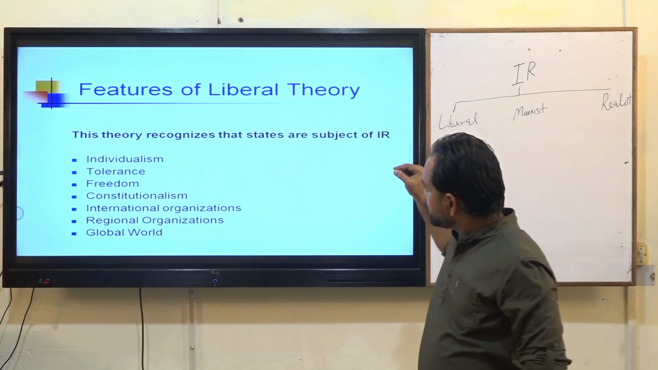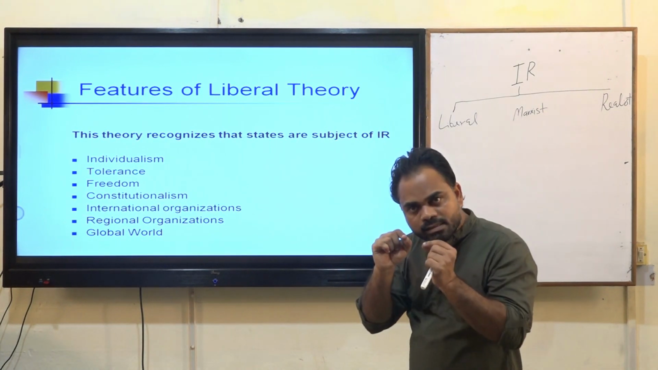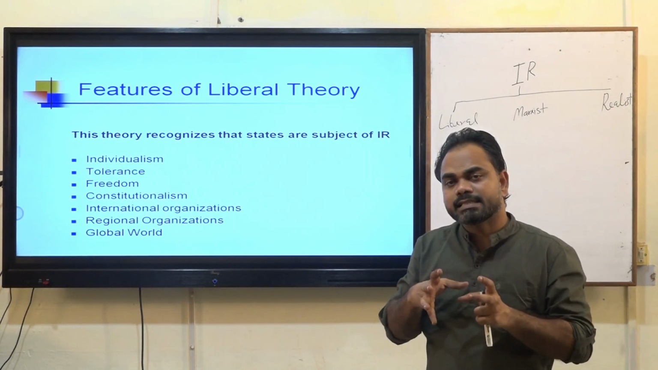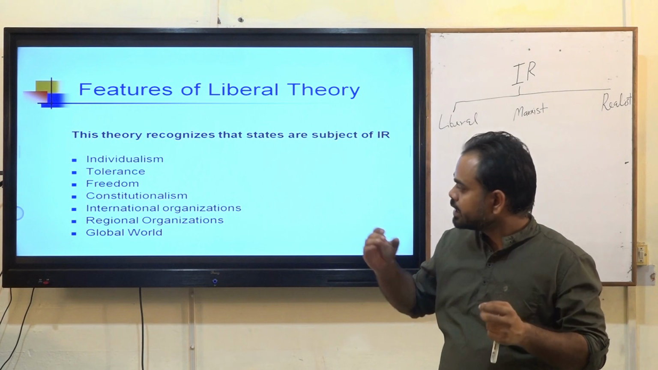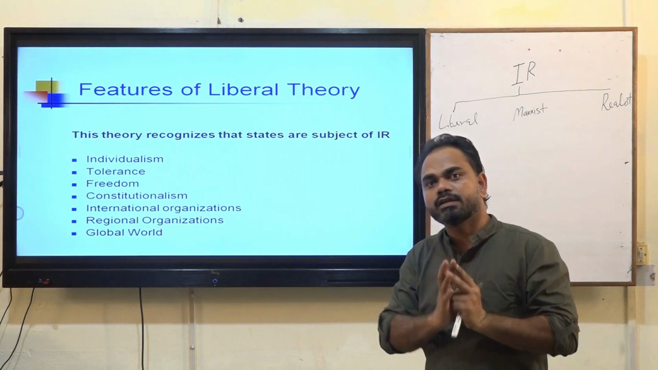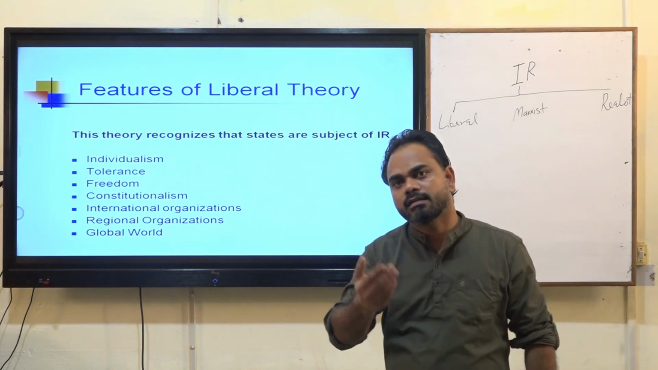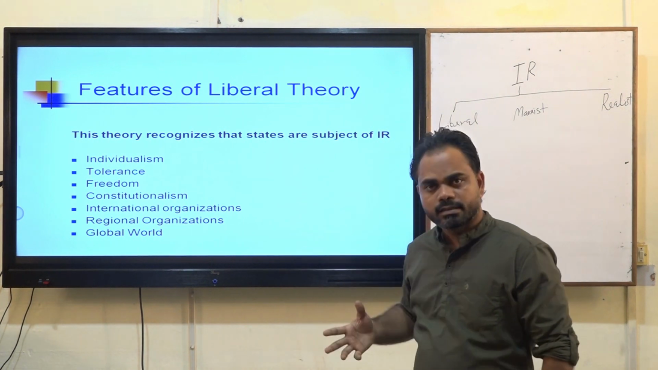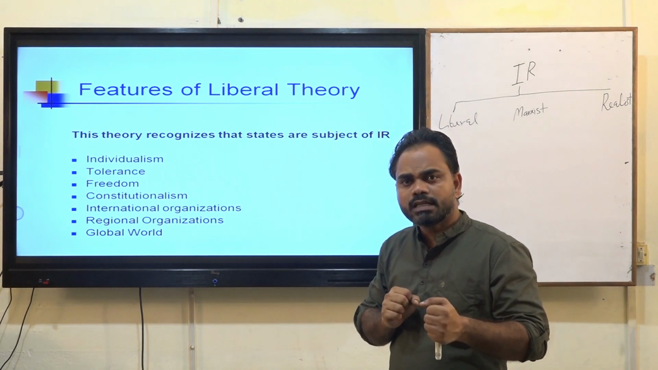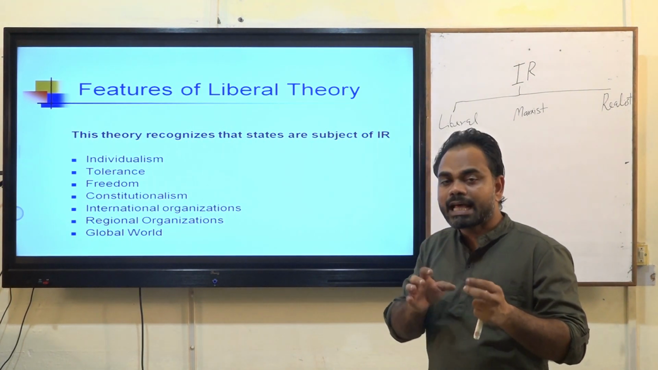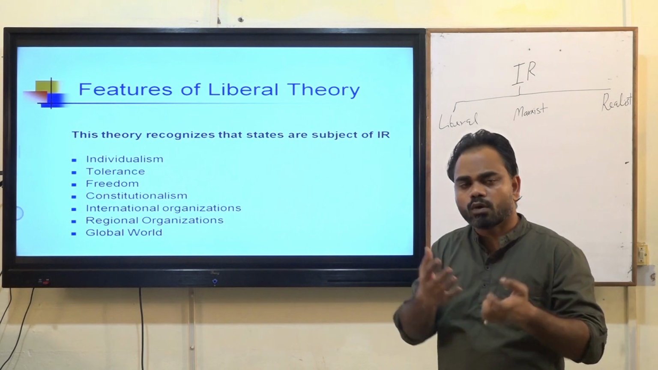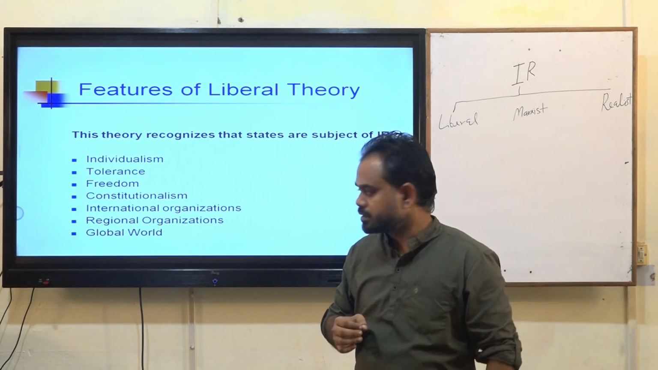According to liberal theory, the individual is more important than any state or any other institution. So the world has a duty to save an individual and a duty to create an environment where an individual can develop his or her personality. Tolerance: they believe that nations have the potential to tolerate each other. So that's why they believe peace can be maintained by some mechanism. It is not mandatory that all nations will be busy in war and conflicts all the time.